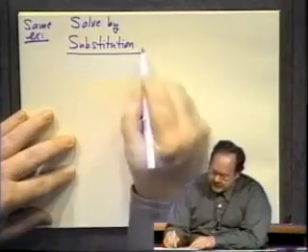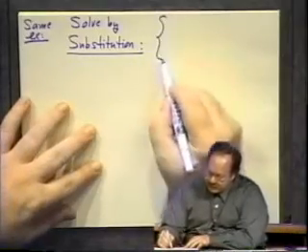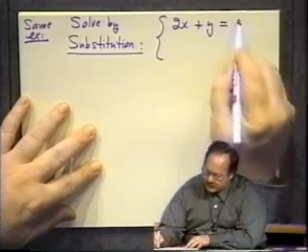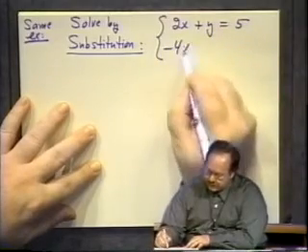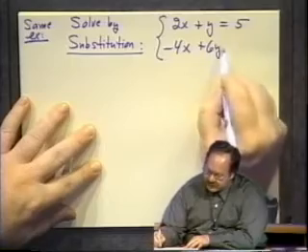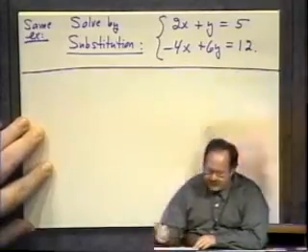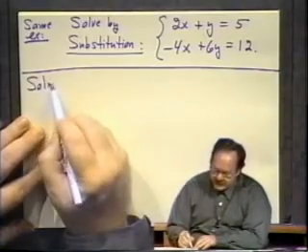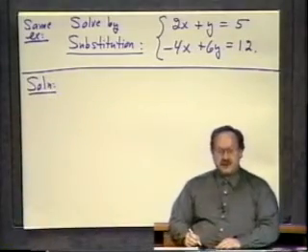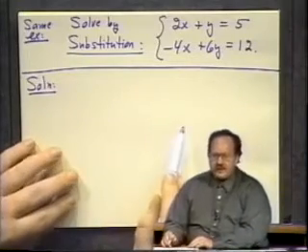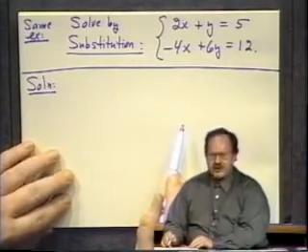Solve by substitution. And here's the system, if you remember. It was 2x plus y equals 5, minus 4x plus 6y equals 12. Now we already know the answer from our graphical solution, so it'll be nice to see this confirmed in our substitution solution. Okay, first of all, what I want to do is remind you of notation yet again.